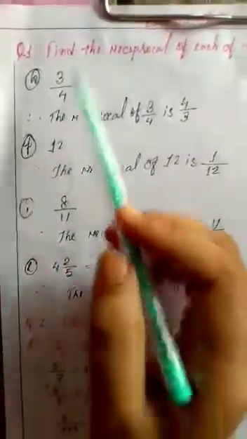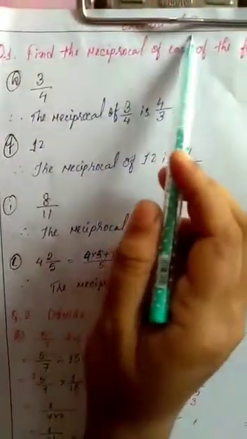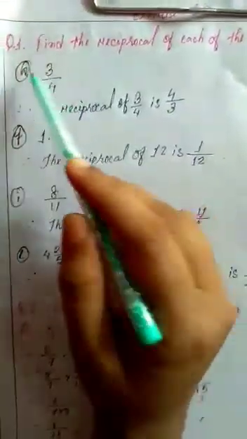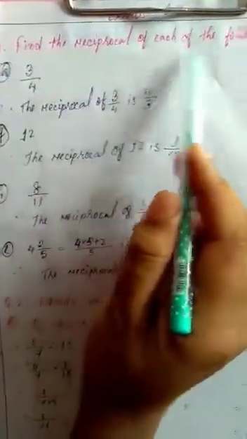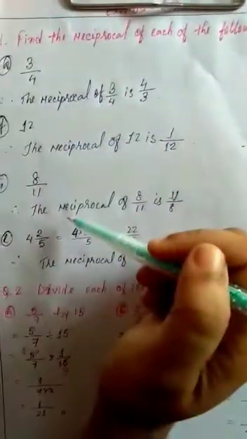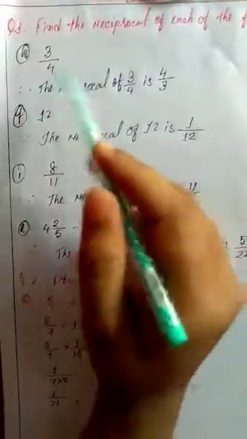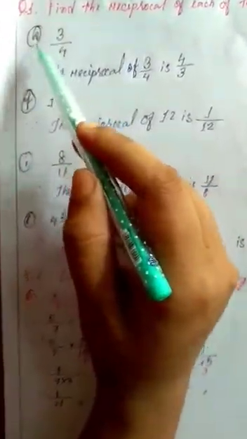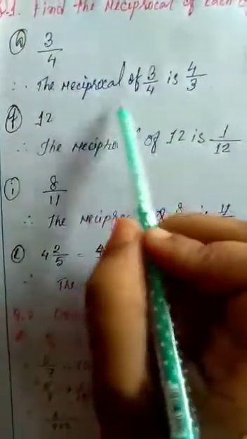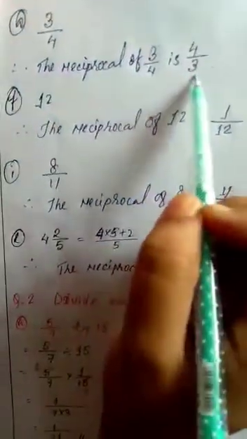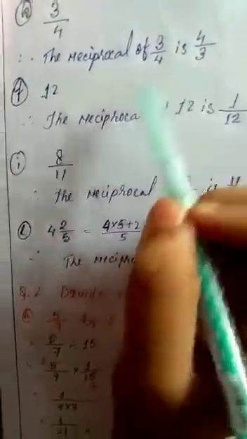Now children, see here, exercise 6.9 we are going to solve. Question number 1 is: find the reciprocal of each of the following fractions. There are some fractions given, and I have done a few, so you can see here. Question number 1, a, 3 by 4. So the reciprocal of 3 by 4 will be 4 by 3, as we just have to interchange. 4 by 3.